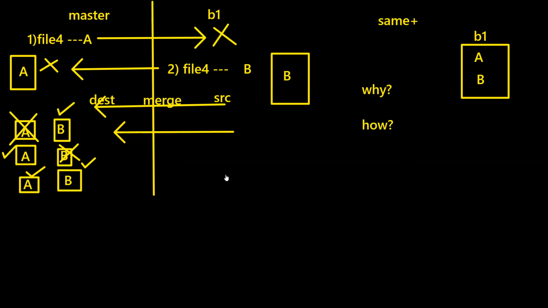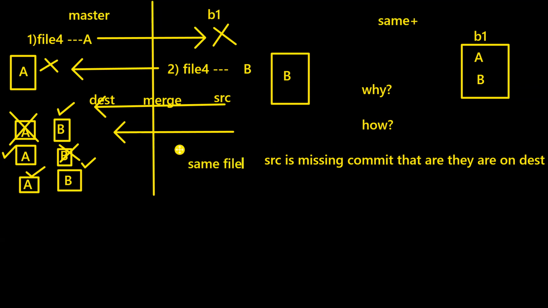Here the challenge is source branch is missing some commits that are there on destination. This is the reason for conflict. Means same file plus this one. It's not just simply same files. It should be same file, and if source is missing some commits that are there in the destination, then you get a conflict. Making sense, everyone?